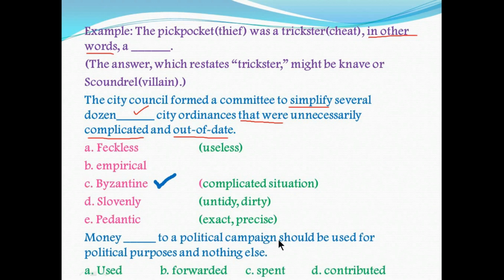Money dashed to a political campaign should be used for political purposes and nothing else. Used, forwarded, spent, or contributed. The most appropriate option is contributed, the best fit, a synonym of donation.